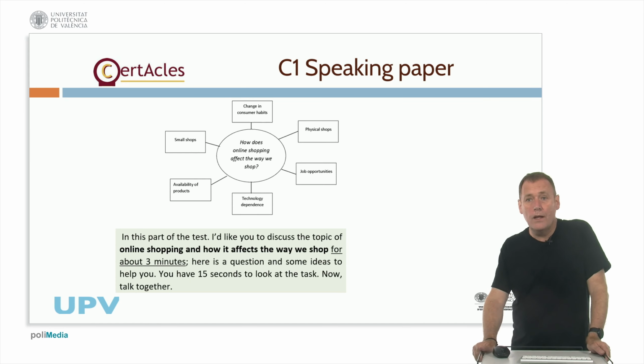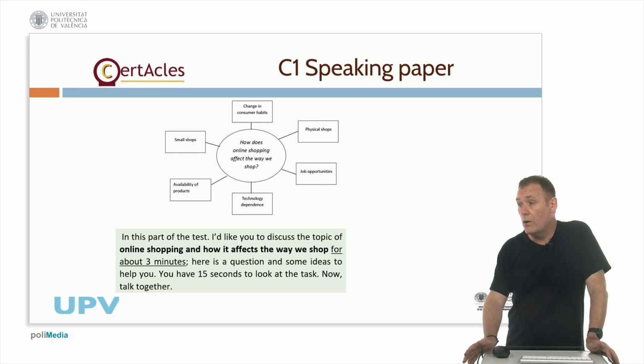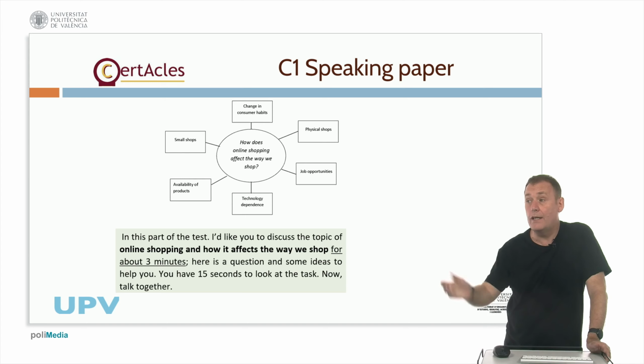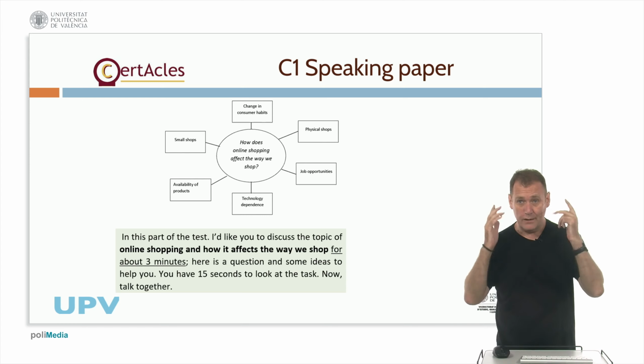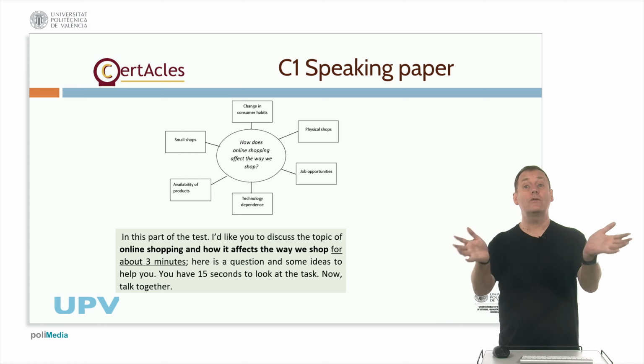Here's a typical question, okay? And you can see the central question there in the beginning and the spidergram around it. The examiner will say, in this part of the test, I'd like you to discuss the topic of online shopping and how it affects the way we shop for about 3 minutes. And you can see the central question there about online shopping and the ideas around it. And the examiner will say, here's a question, some ideas to help you. You now have 15 seconds to look at the task. And these are the 15 seconds you get to just look in silence and think about what you're going to say. Once the 15 seconds are up, the examiner says, now talk together.